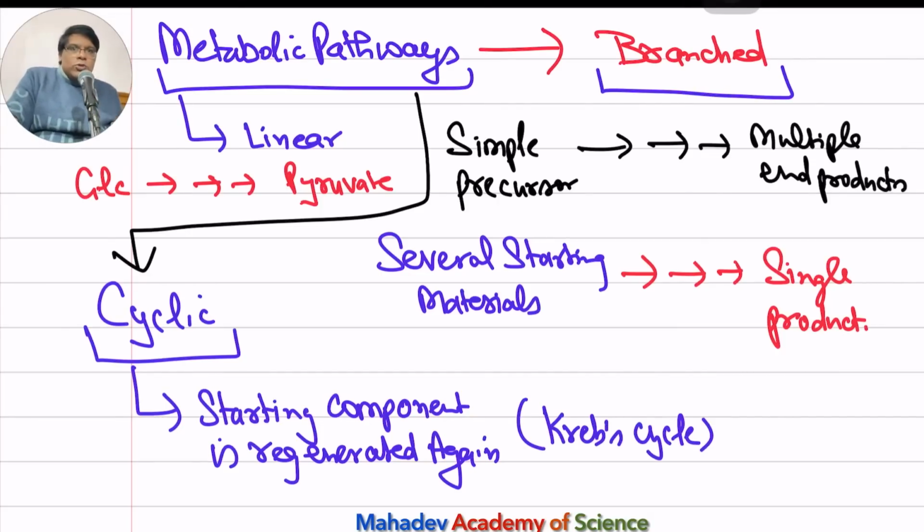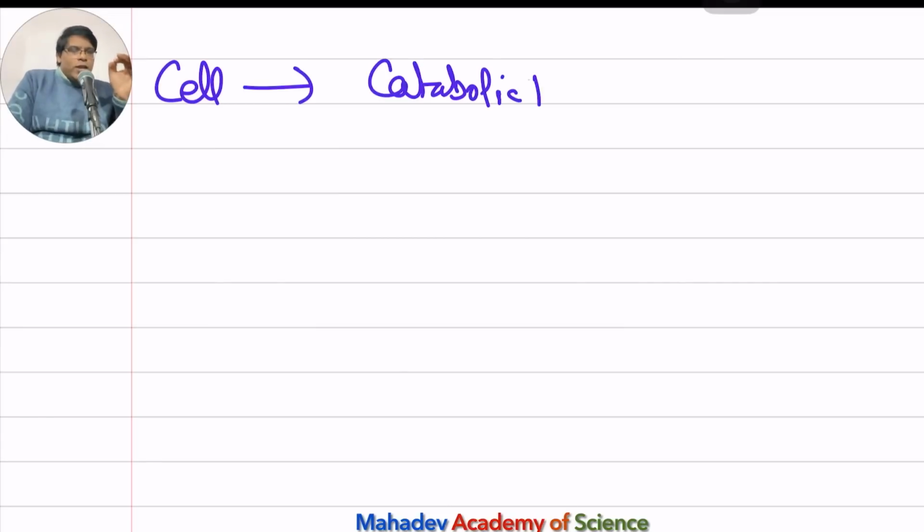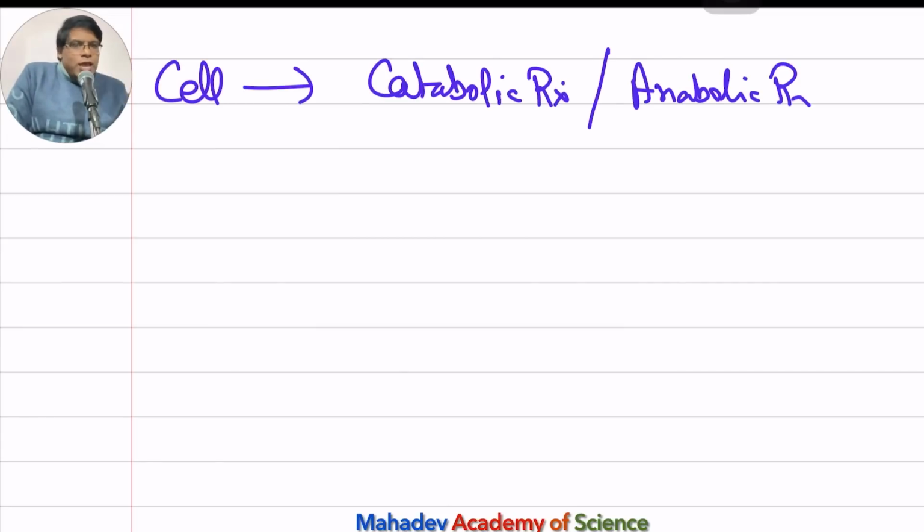So in this course we are going to learn about various linear pathways, various branch pathways, and also various cyclic pathways. Now here this is very much important. Within the cell, catabolic reactions are taking place, and within the cell, anabolic reactions are taking place.